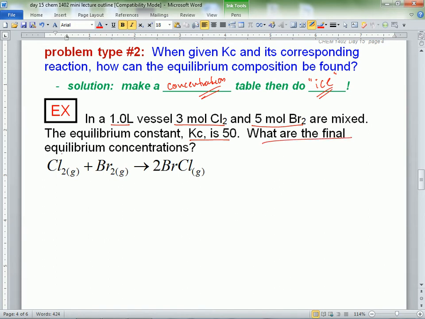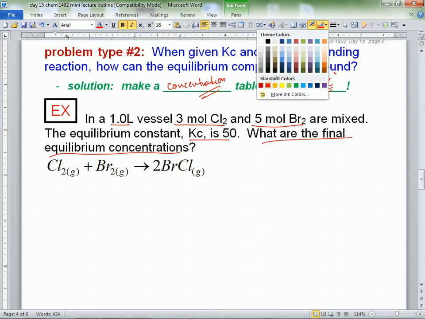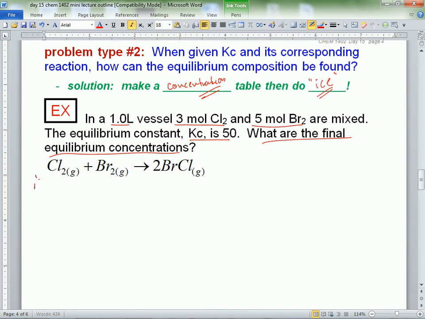What are the final equilibrium concentrations? Concentrations of everything. Okay. So we need to make a concentration table and then do ICE. So let's go ahead and try that. Do a little ICE here. But I can't put in moles, I have to put in molarity.